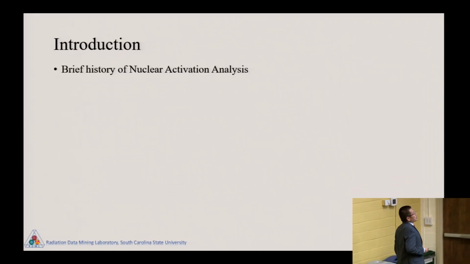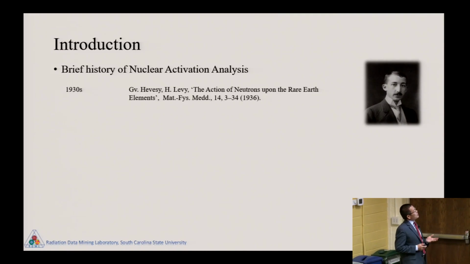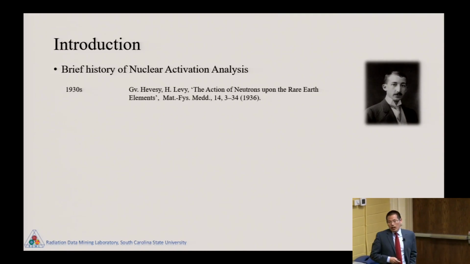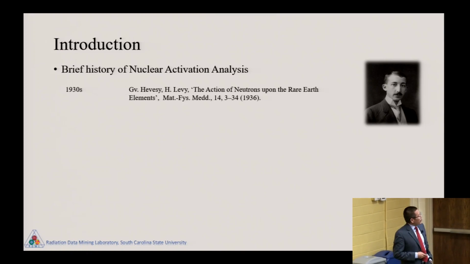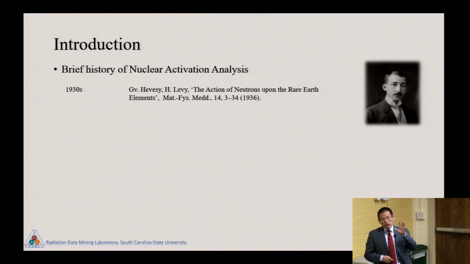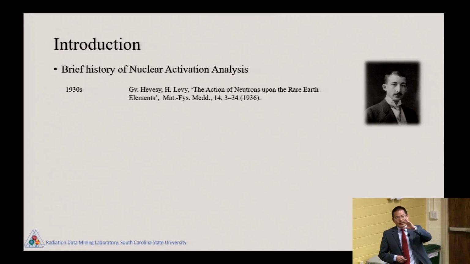Okay, the history of nuclear activation analysis started with this guy, Hevesy. He published this article, The Action of Neutrons Upon Rare Earth Elements, in 1936. He used a polonium source. The polonium source produced alpha particles, and then beryllium produced neutrons. This article is quite famous because of this, and he won the Nobel Prize.